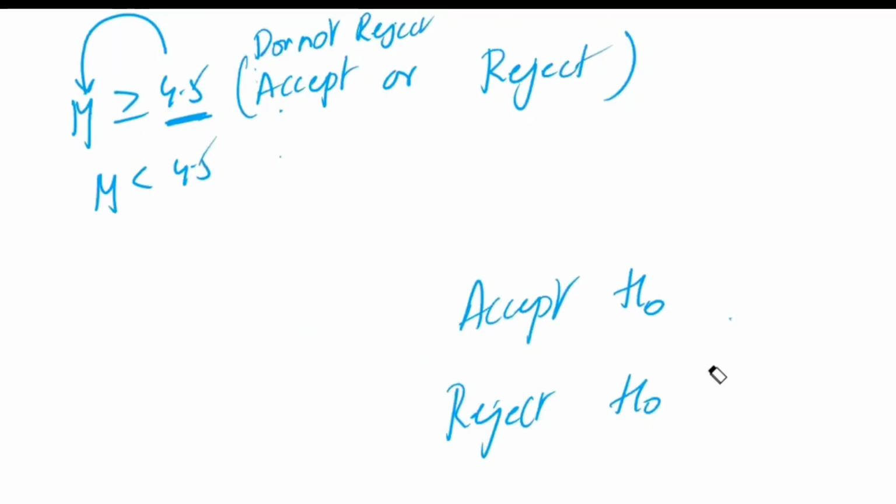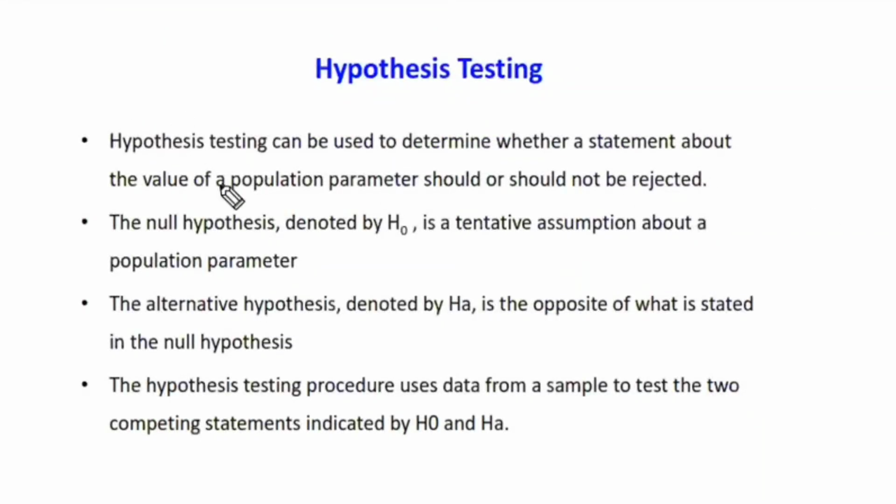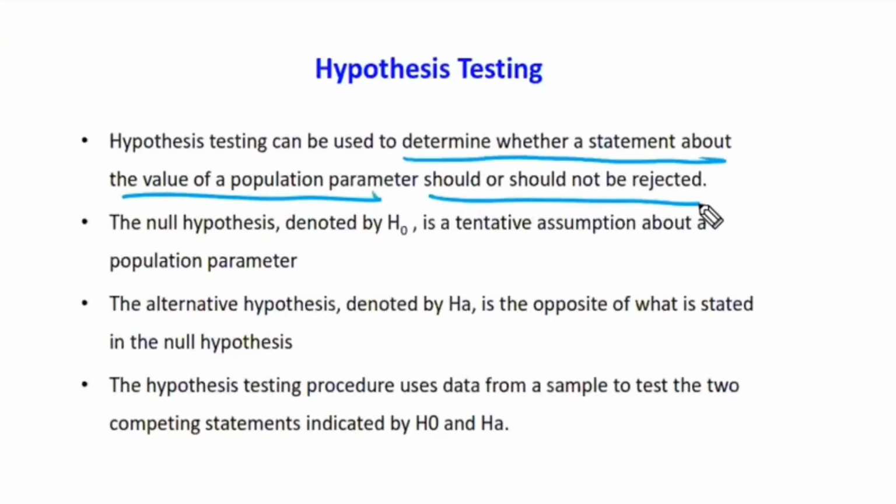For the examination, you have to remember do not reject only. Because in the certification, they will write the words do not reject. They will not write the word accept. Right? So here, hypothesis testing is to determine whether a statement about the value of a population parameter should or should not be rejected based on the sample.